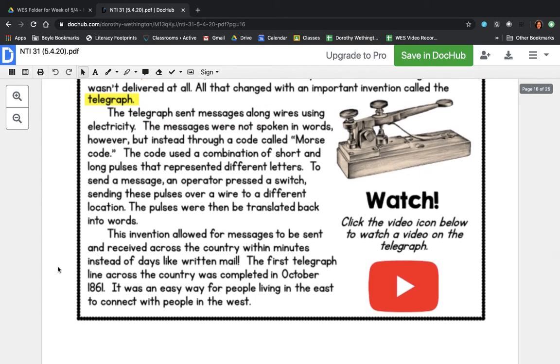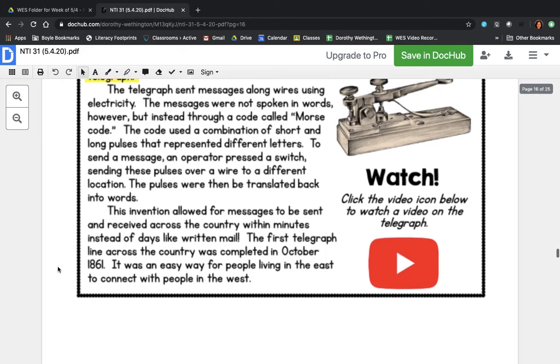The telegraph sent messages along wires using electricity. The messages were not spoken in words, however, but instead through a code called Morse code. The code used a combination of short and long pulses that represented different letters. To send a message, an operator pressed a switch, sending these pulses over a wire to a different location. The pulses were then translated back into words.